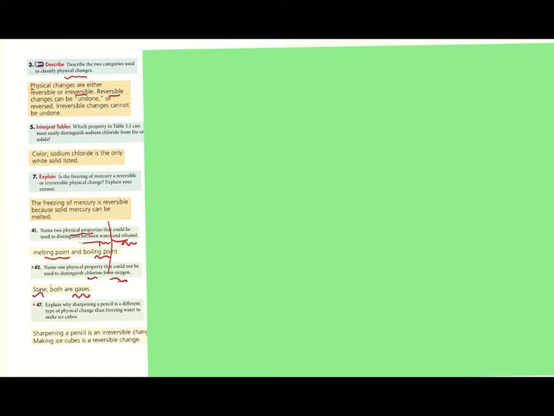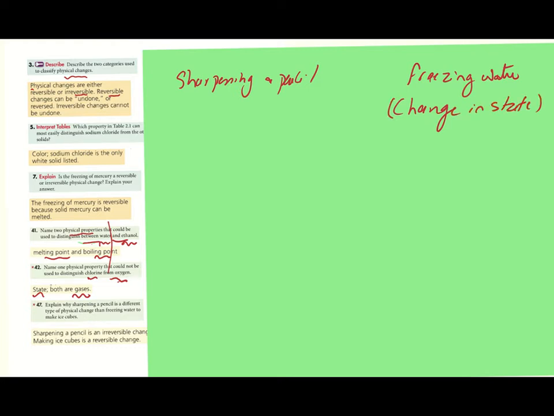Then explain why sharpening a pencil is a different type of physical change from freezing water to make ice cubes. Sharpening a pencil, and the other action was freezing water. Freezing water is a change in state from liquid to solid. Both of them are physical change.